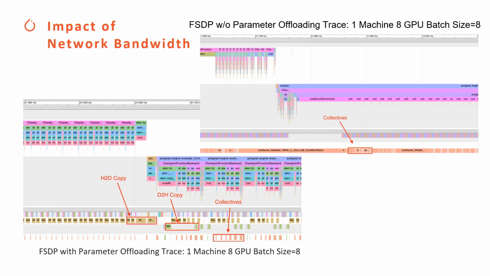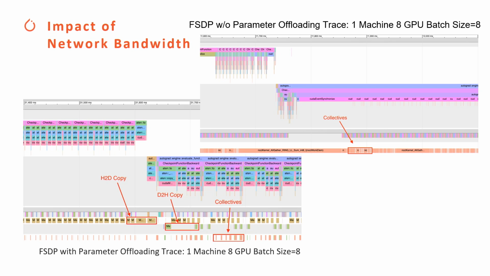These two profiling figures can help to explain why the speedup ratio drops when working on larger models. The figure on the top shows the FSDP results without parameter offloading, and we can see that the collective communication overhead dominates here. The bottom figure is when we turn on parameter offloading.